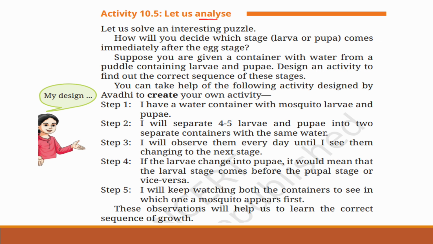Let us solve an interesting puzzle. How will you decide which stage, larva or pupa, comes immediately after the egg stage? We have to find out. Suppose you are given a container with water from a puddle containing larvae and pupae. Design an activity to find out the correct sequence of these stages. You can take help of the following activity designed by Avadi to create your own activity. See Avadi's design.